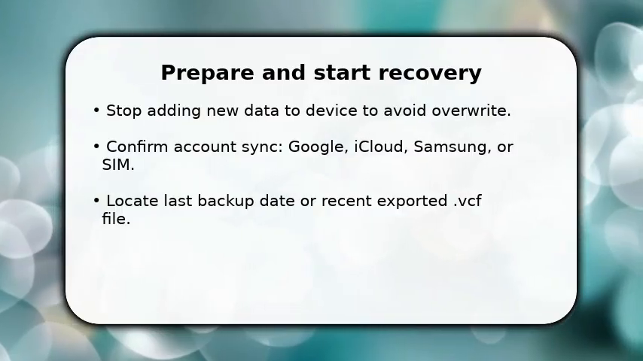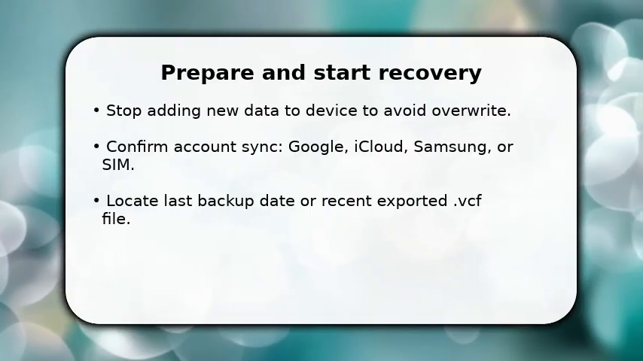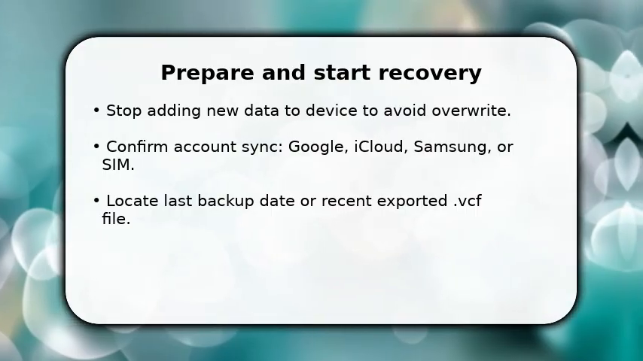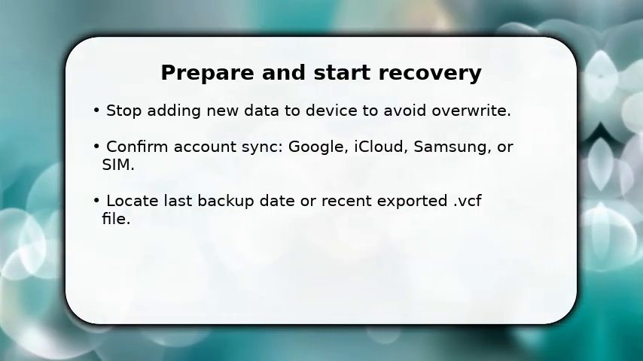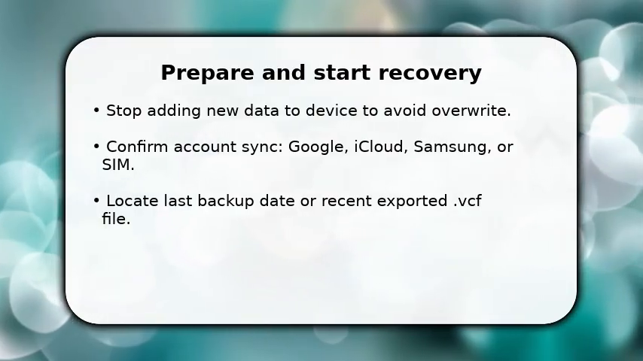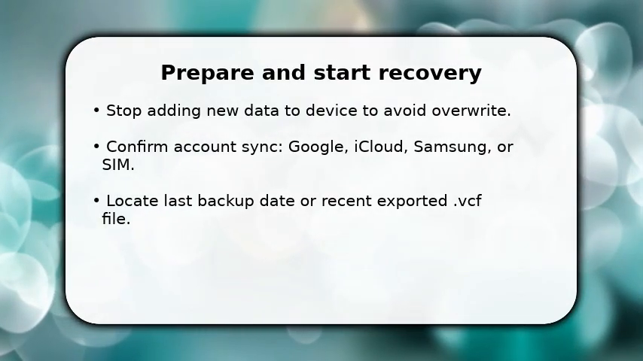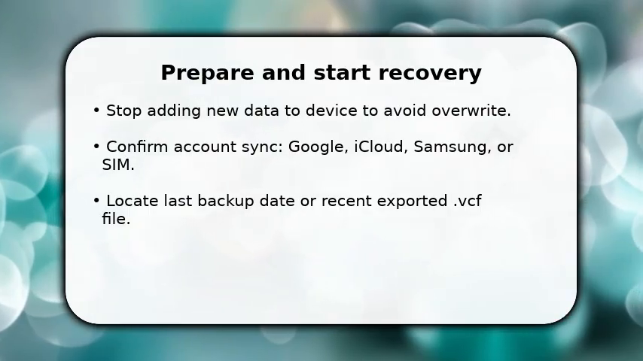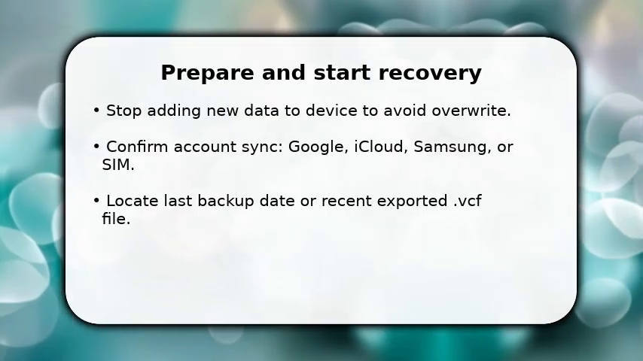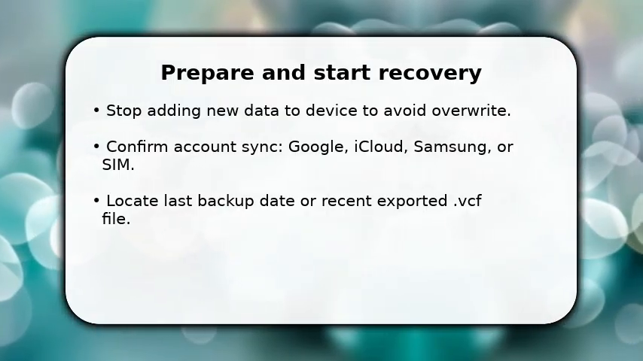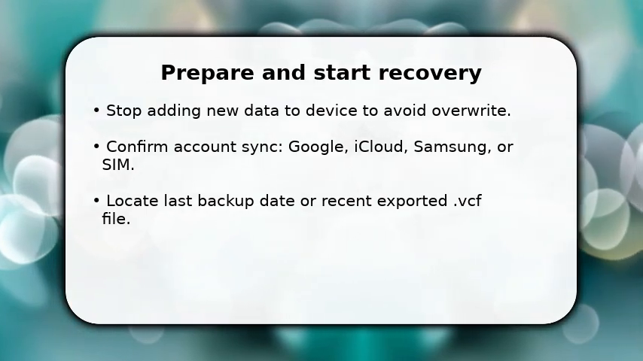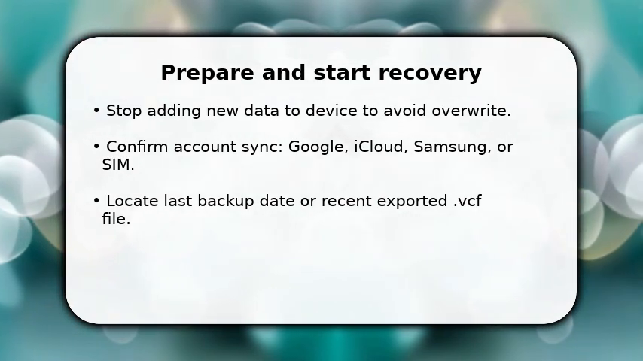You begin by minimizing further writes. Stop installing apps or saving media so deleted entries aren't overwritten. Next, make sure you're signed into the account that held contacts, Google or iCloud, because restoration uses that snapshot. Once done, open account settings and check backup timestamps. These tell you which recovery method to use. If you have a VCF export on email or cloud, download it now. These first moves set up a safe recovery window and determine the exact restore path you'll take next.